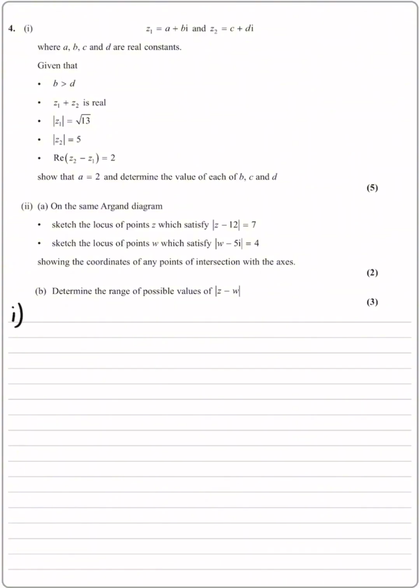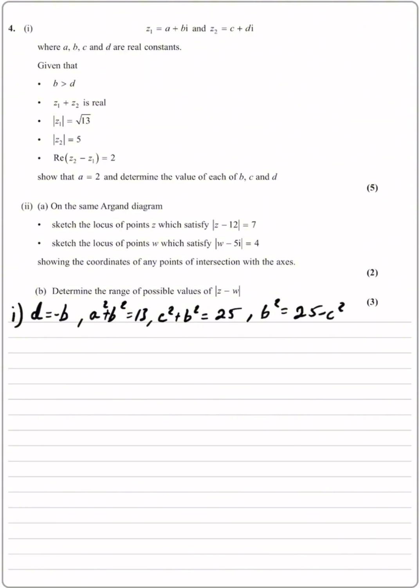Question number 4. Because z1 plus z2 is real, we know that d must be equal to minus b, and we can replace all of the d's with minus b's. We know that modulo z1 is root 13, so a squared plus b squared is 13. Similarly, c squared plus b squared will be equal to 25, because modulo z2 is equal to 5.